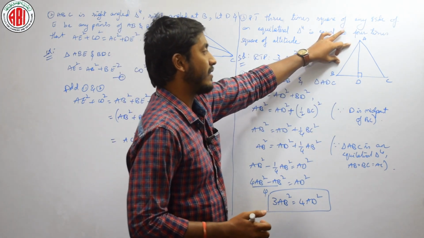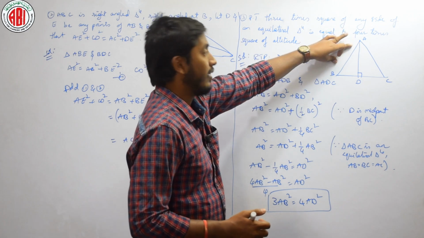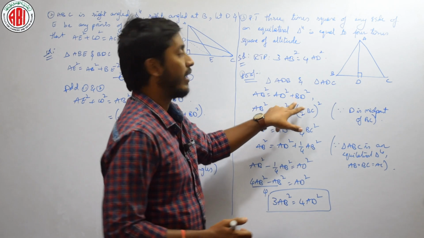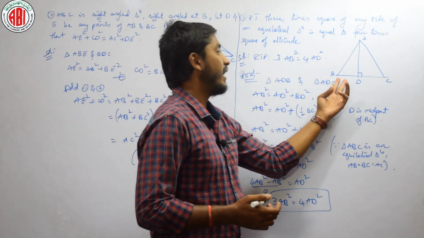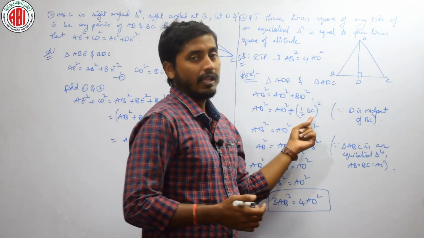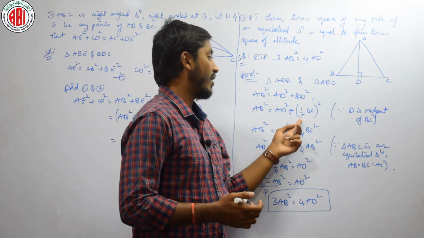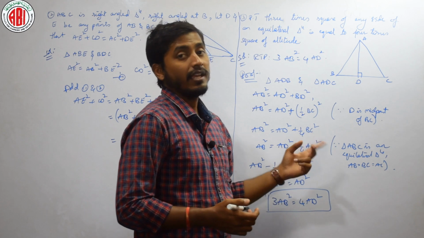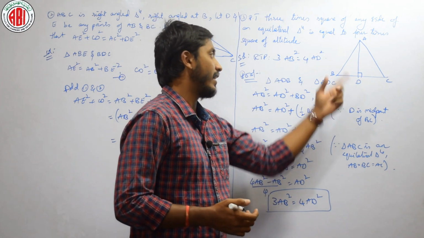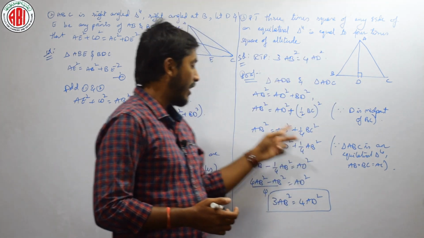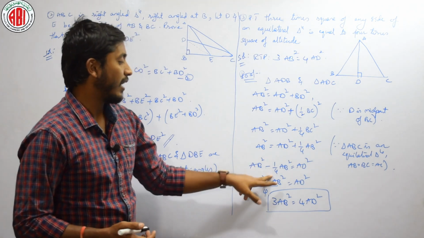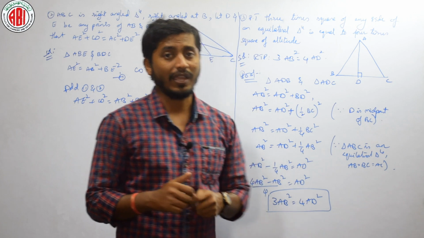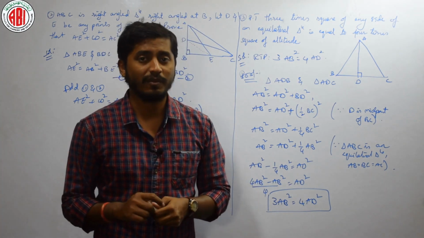From that, AB is the hypotenuse, so AB square is equal to AD square plus BD square. Here BD is half of BC, that is why I have written it as 1 by 2 BC whole square, so that 1 by 4 BC square. What is BC? Since all sides are equal, I will write it as AB. I have brought it this side, then I have taken LCM, then I got 3AB square is equal to 4AD square. Okay, let us move on to the next problem.